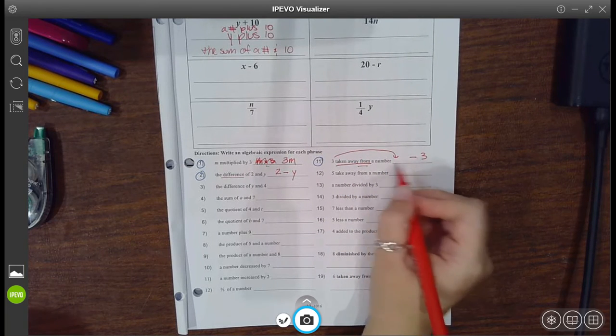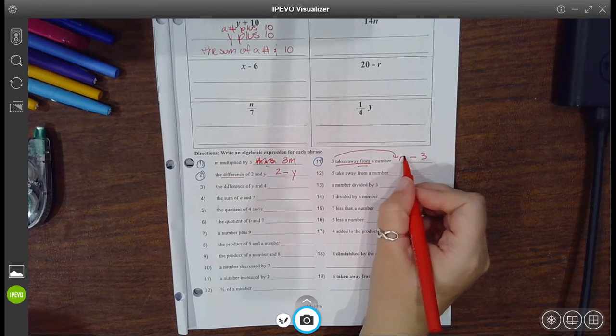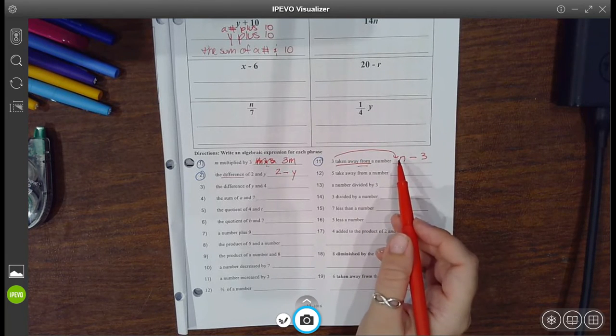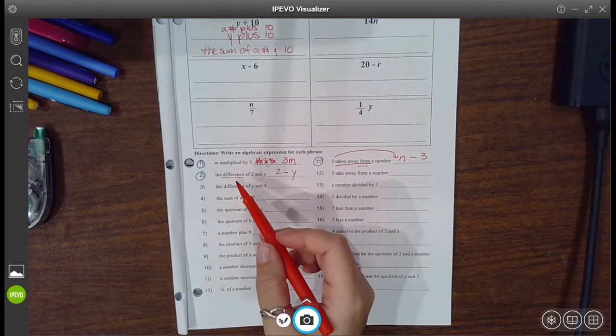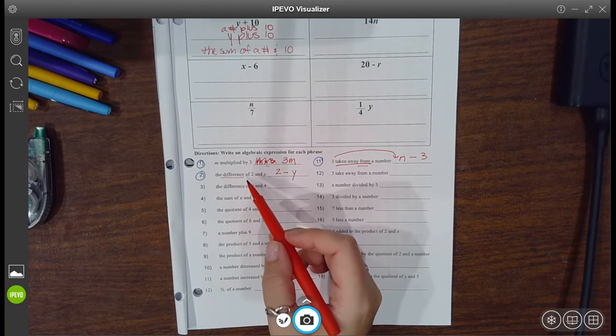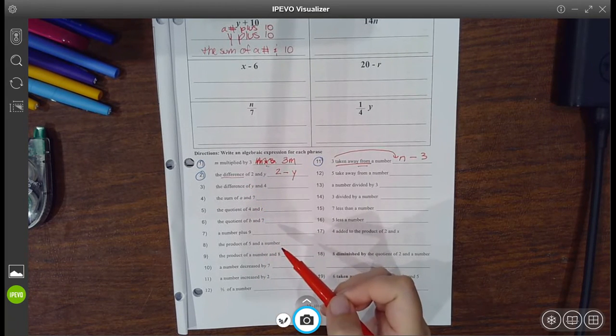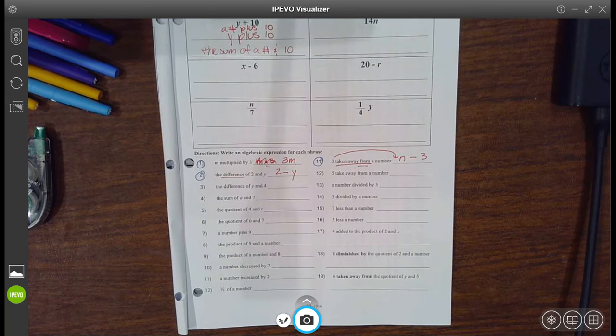So now the 3 is in the back and my variable is in the front. If you see take away from or less than, that moves the thing in the front to the back. Versus if you have difference or minus or subtracted by, it stays in the order it comes: 2, and then minus, and then y. Just some things to keep in mind.